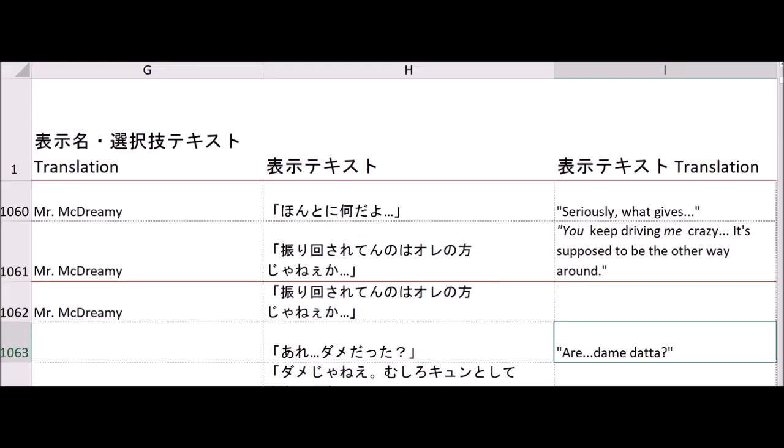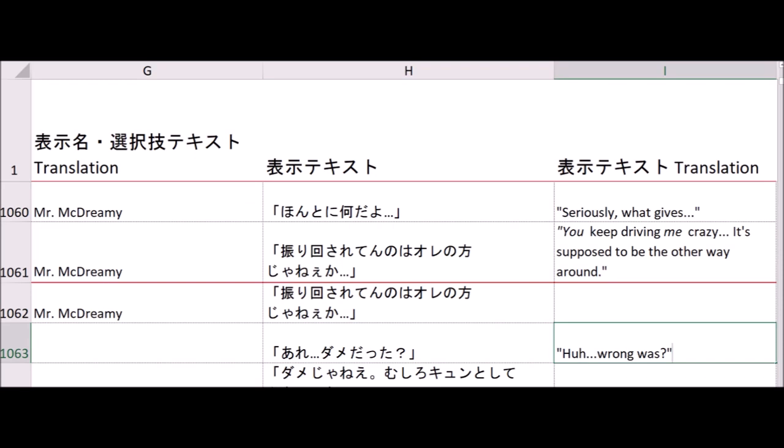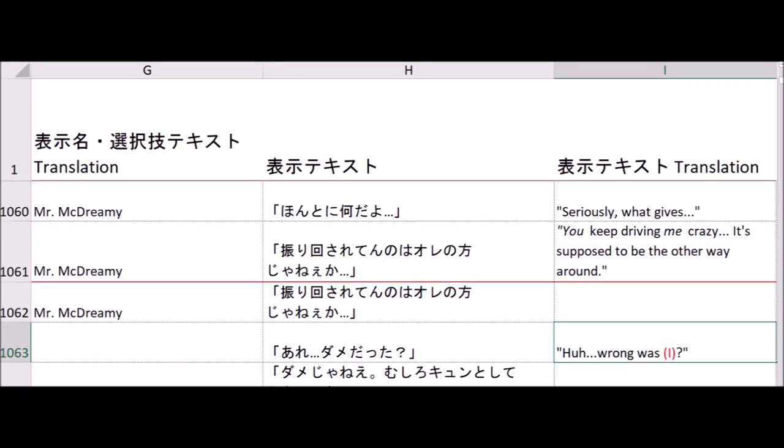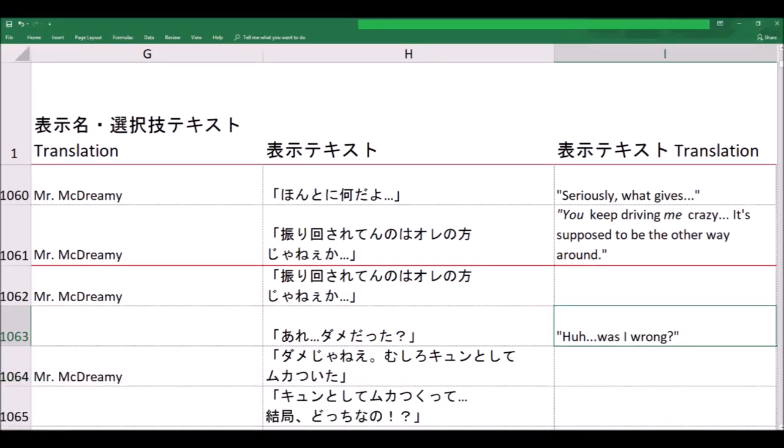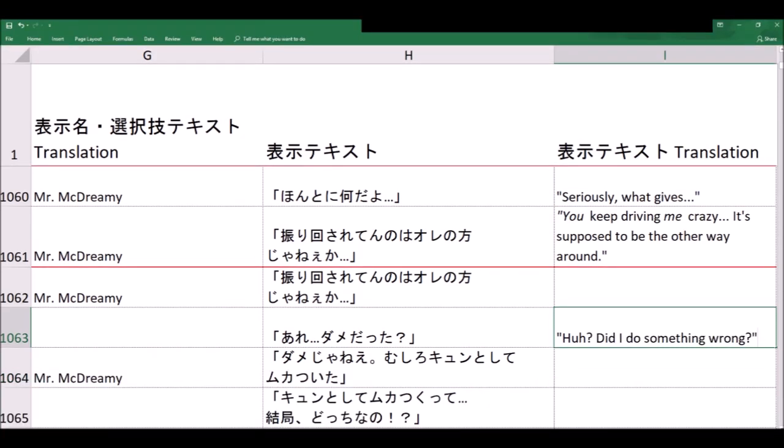Anyway, MC says, "Are, dame datta?" Each word translated literally makes the sentence "Huh? Wrong was?" And I think you can gather from that what she's saying, even though Japanese people don't always use pronouns. It becomes, "Huh? Was I wrong?" Or a better version, "Huh? Did I do something wrong?"